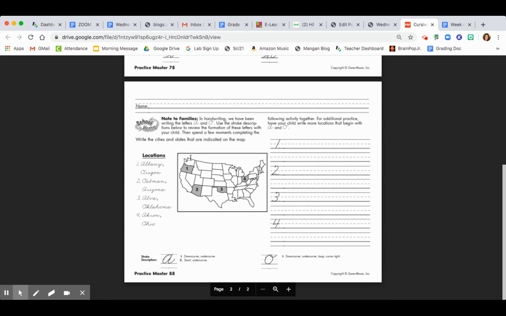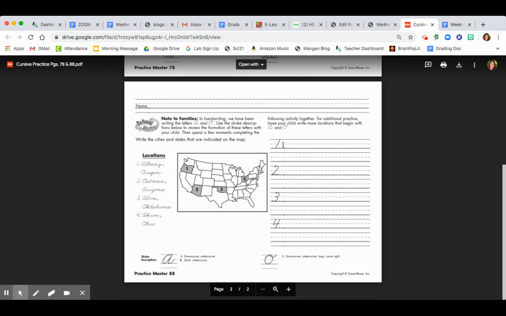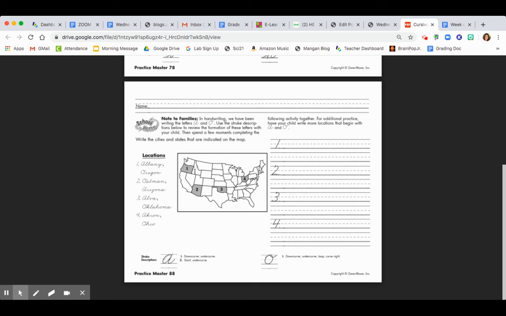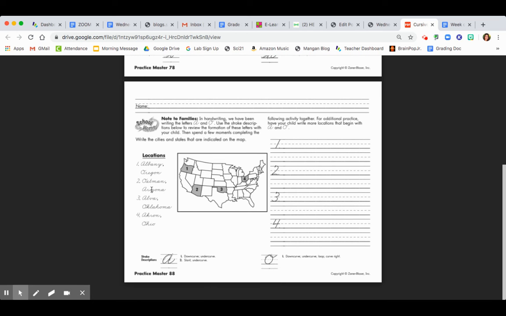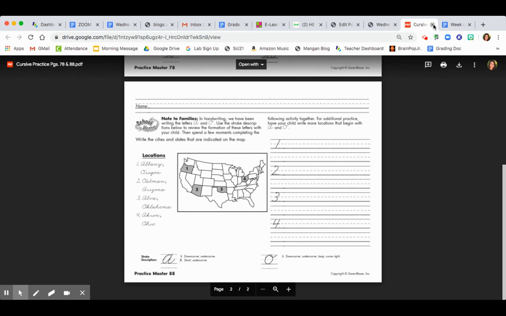The second one shows a map of some cities and states that have letters A and O in them. So it's a practice of those A and O capitals. You're going to try to see which one belongs on which line. Number one coordinates with this piece here. Which one of those? It's Albany, Oregon. So you're going to write Albany on the first line and Oregon on the second line. Same with two. Two is Oatman, Arizona. So you'll write Oatman on the first line and Arizona on the second line. So it's just some practice with that A and O today.